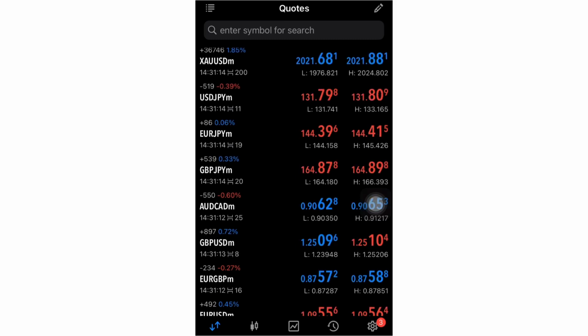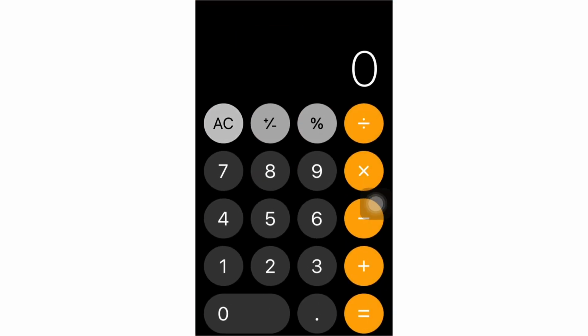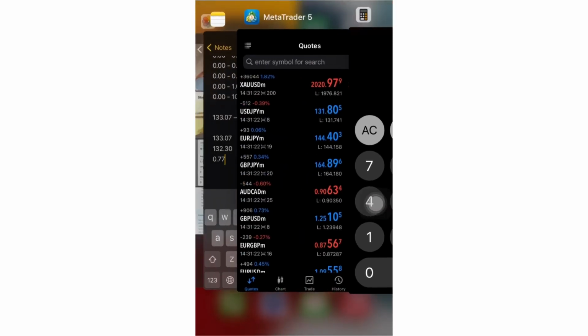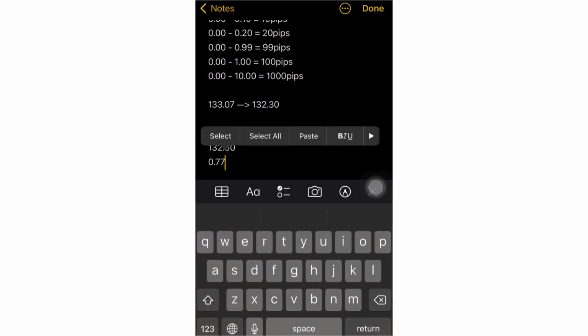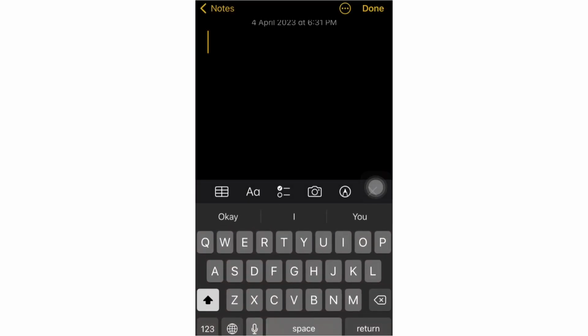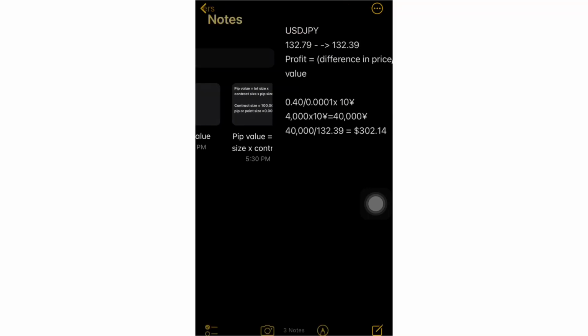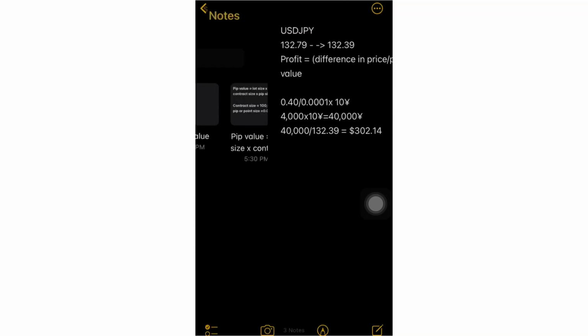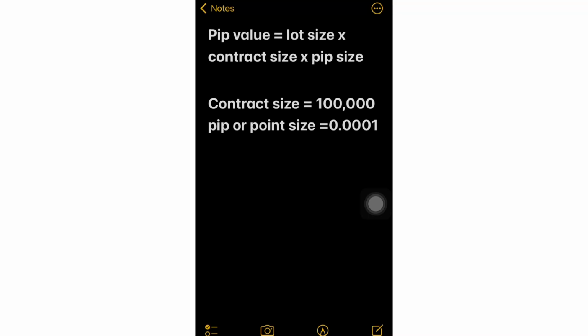So now that you know how to calculate pips, I'm going to brush you guys on how you can calculate the profit and loss. But before then, I want you to understand something about lot size. Let's clean all this since you've taken note. Now let's quickly show you guys something we call the pip value. To get a pip value, it's a formula.